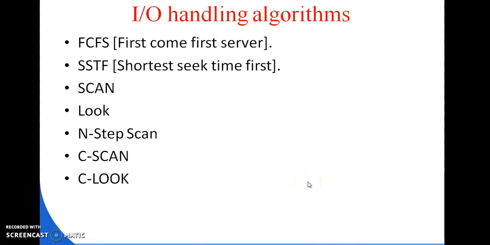Welcome back. Today I'm going to discuss the I/O handling algorithms, input-output handling algorithms. Under this system, there are FCFS (first come first serve), SSTF (shortest seek time first), SCAN, LOOK, N-step SCAN, C-SCAN, and C-LOOK. So first, coming to FCFS, first come first serve.